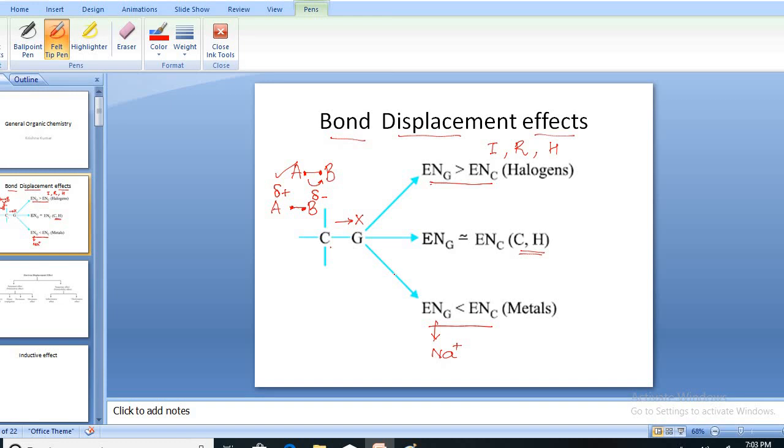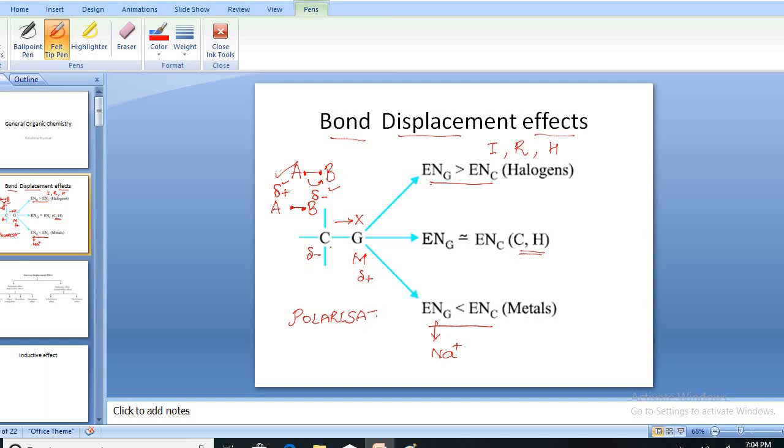Metals are generally electropositive, if you remember. So if this is a metal, I would put a partial positive charge here, and here it's going to be partial negative. So in every case, you could say this is the positive pole and this is the negative pole. What has happened is basically the polarization of a single covalent bond.